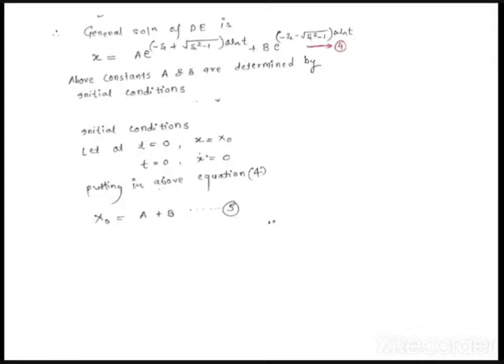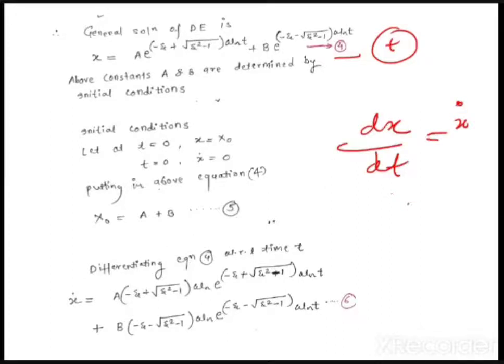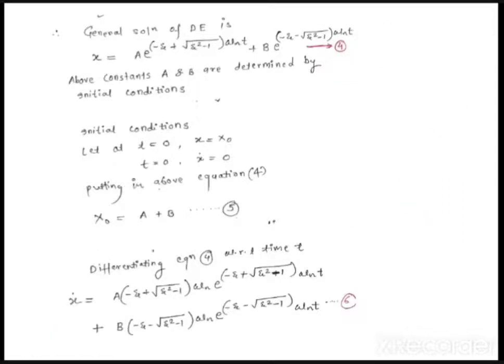Anybody? I will directly write down the equation because I don't have much time and you have already studied differentiation. See how I am getting it. Differentiating equation 4 with respect to time t, dx by dt is x dot. What is that x dot? A is constant, so we get minus zeta plus square root of zeta square minus 1, into omega n. Let us say this is one term, this is another term, with the derivative of t equal to 1.